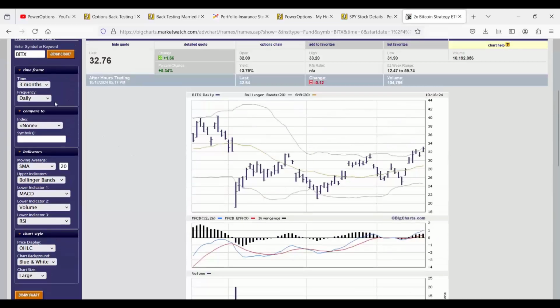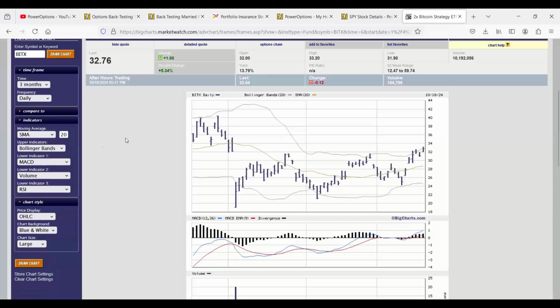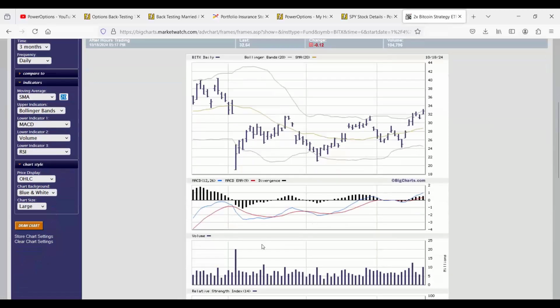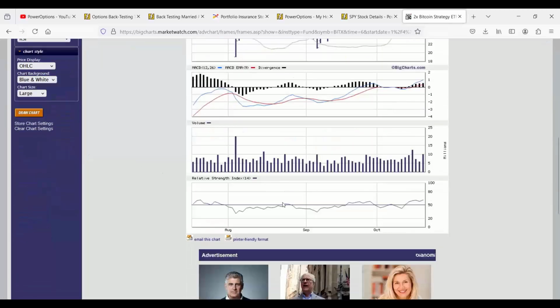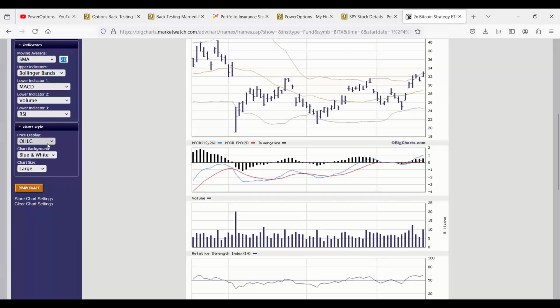So again, 3 months, daily frequency, nothing to compare to. Moving average, SMA single with the 20, Bollinger Bands. Lower indicator, MACD. If I put in the lower indicator too, it's going to be the volume. And if I do include the tertiary, it's going to be the RSI. Blue and white is what I prefer.